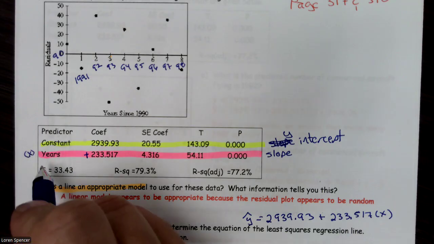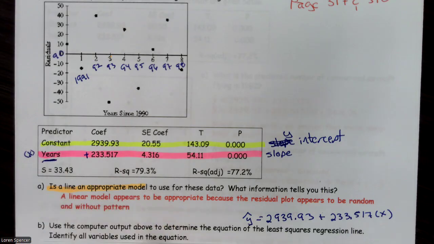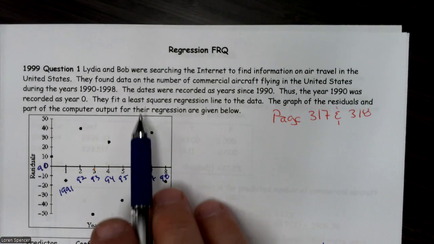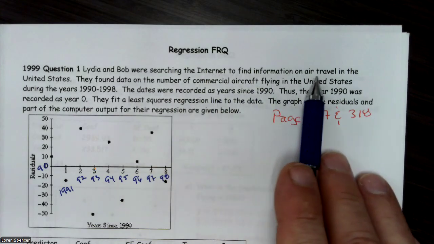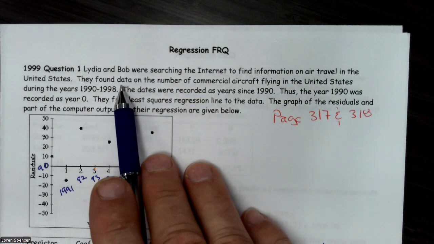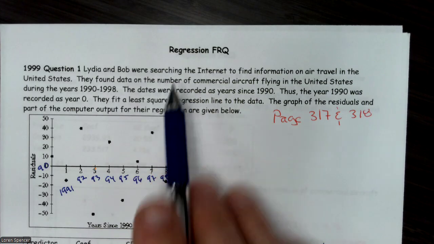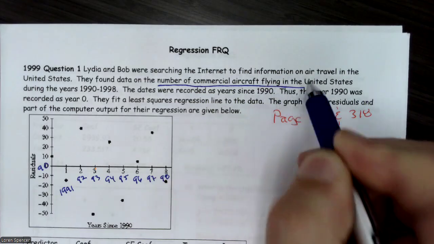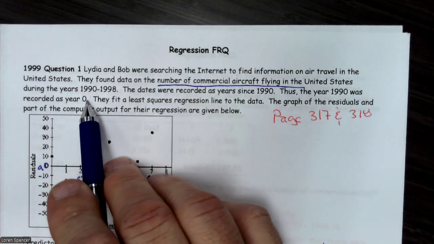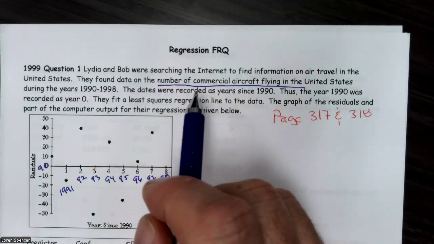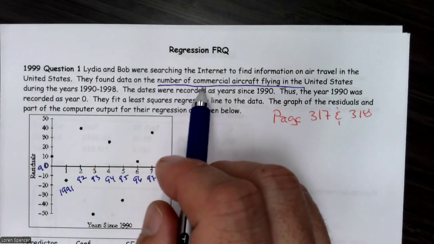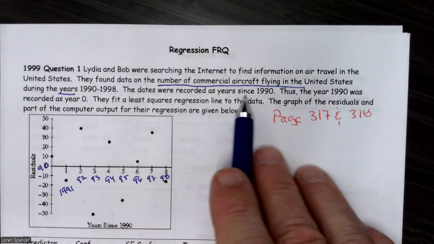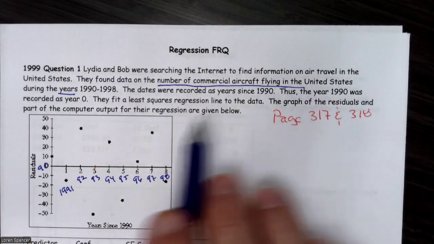Well, right here, we know that this is our x, so that's good because we already said that. Let's go back and look at this. Lydia and Bob were searching the internet to find information on air travel in the United States. They found data on the number of commercial aircraft flying in the US during the years 1990 to 1998. So it looks like we have number of aircraft flying and years. The dates were recorded as years since 1990. Thus, the year 1990 was recorded as zero.